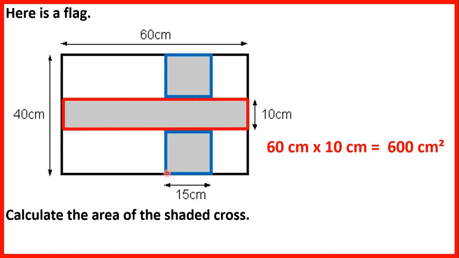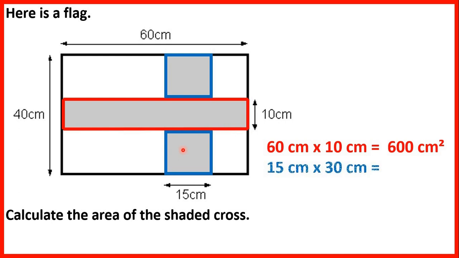So we have a length or a width of 15, and we don't know what the length is. But we do know that the total length will be 40, but 10 centimetres of that is the part that we have in red. So the total length of the 2 blue bits will be 30 centimetres, because 40 minus 10 is 30. So we could guess that each of these will have a length of 15, so will be squares. But we don't know that the cross is right in the middle.